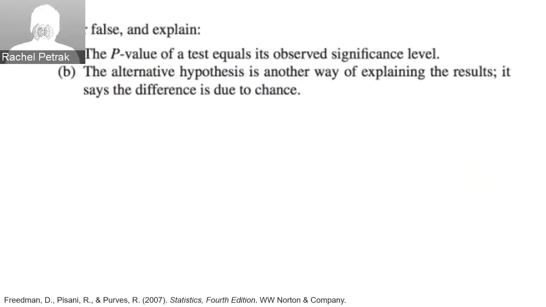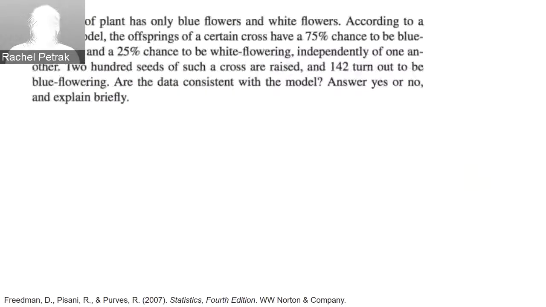The alternative hypothesis is another way of explaining the results. It says the difference is due to chance. False, exactly. The alternative hypothesis always says that the difference is not just chance. That's what it says. So, pretty easy. Moving on.